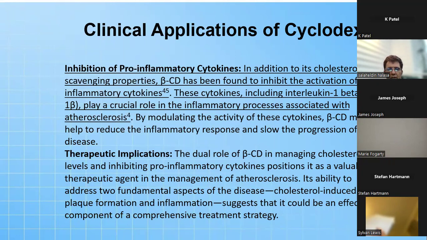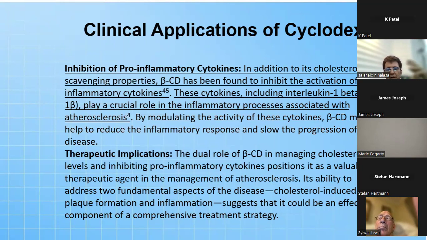And so it does help. It works like an anti-inflammatory drug. So it's a base, but it also has an active pharmaceutical quality, which is anti-inflammatory. By modulating the activity of the cytokines, beta-cyclodextrin may help to reduce the inflammatory response and slow the progression of the disease. That's a good thing, right? It's like three birds with one stone, and maybe more.